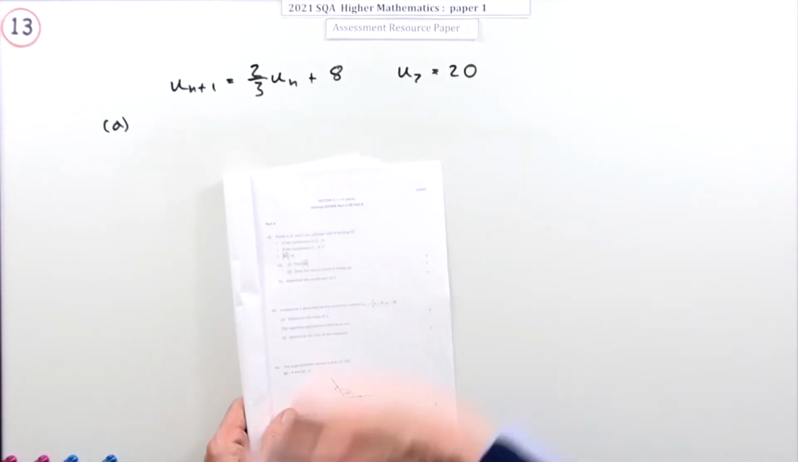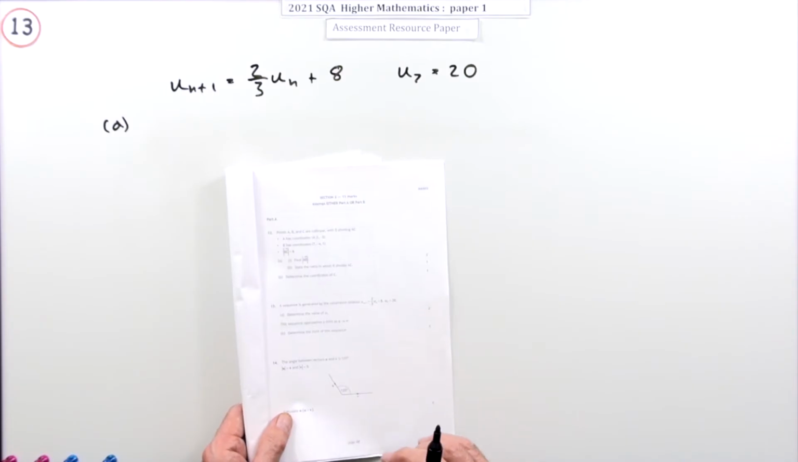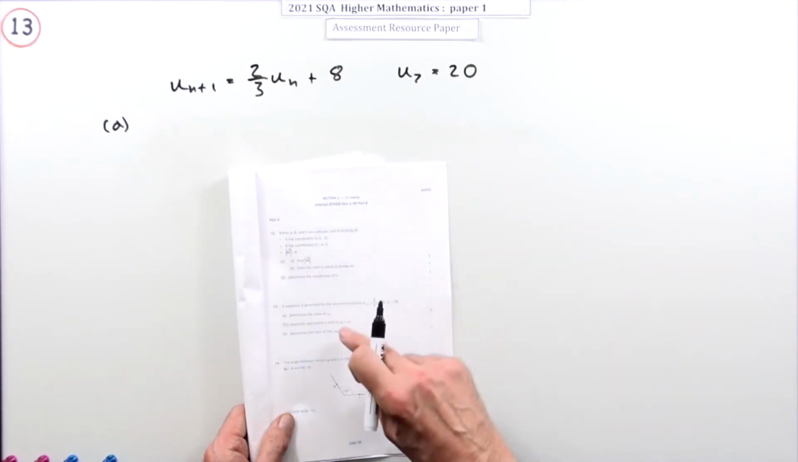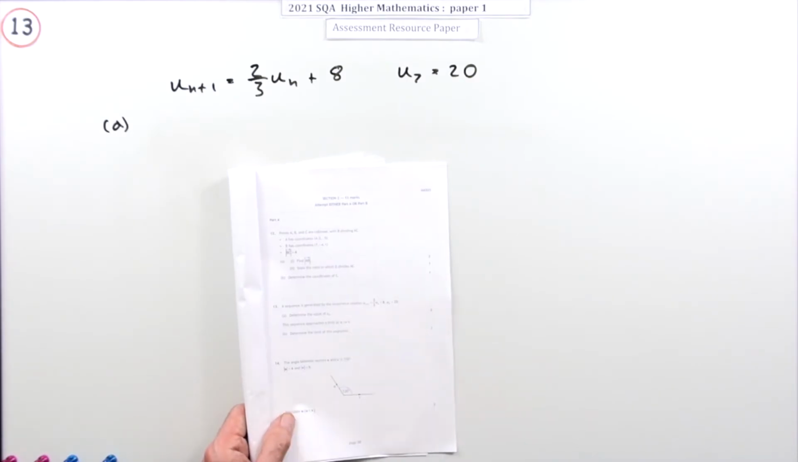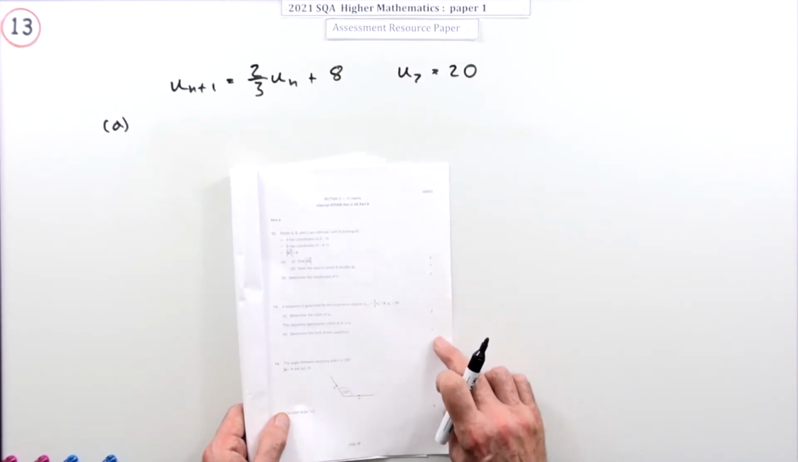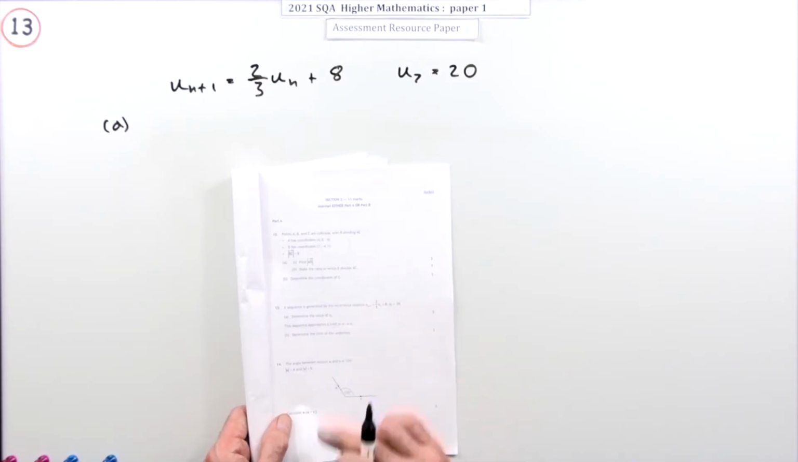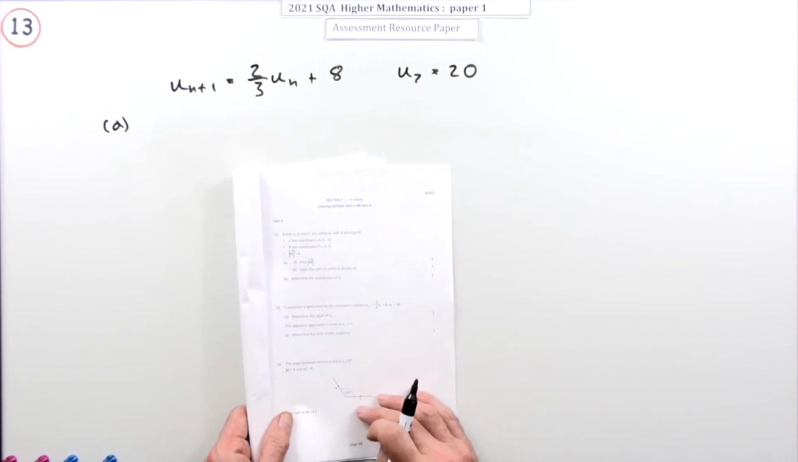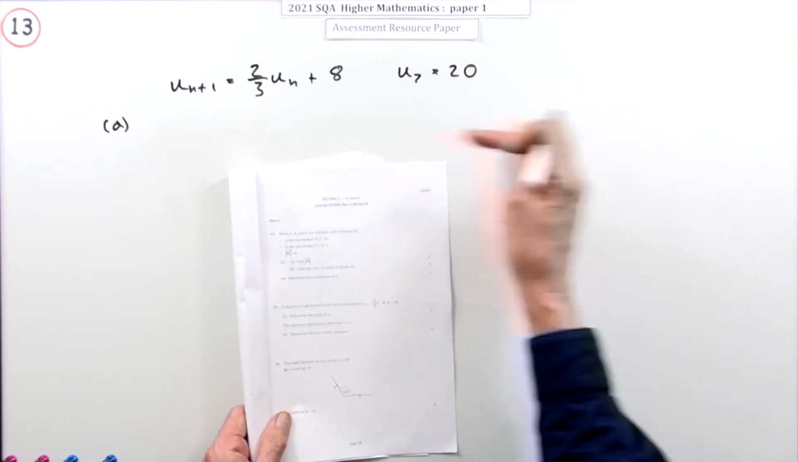Question 13 then, from paper 1 of the 2021 Higher Maths Resource Paper, section A, the one with the vectors and the recurrence relations. And this is the recurrence relations question. Just a little 4 marks, and it's like the easiest sort of recurrence relation question. Find a particular term and find the limit. The only difference here is you'll be going backwards.